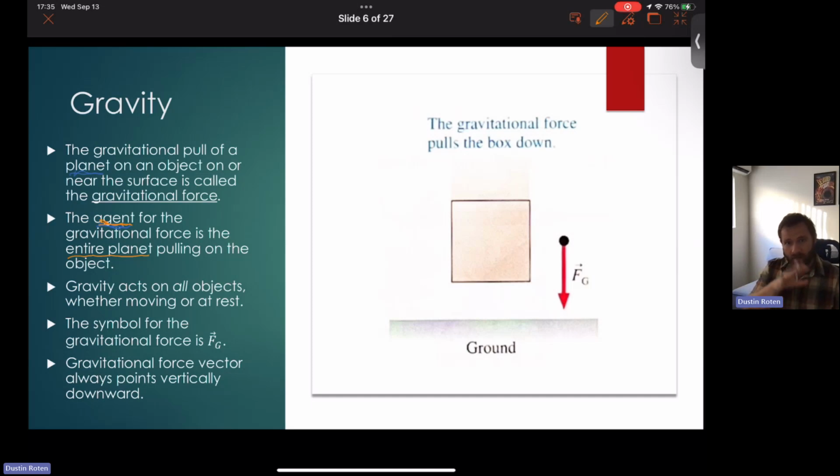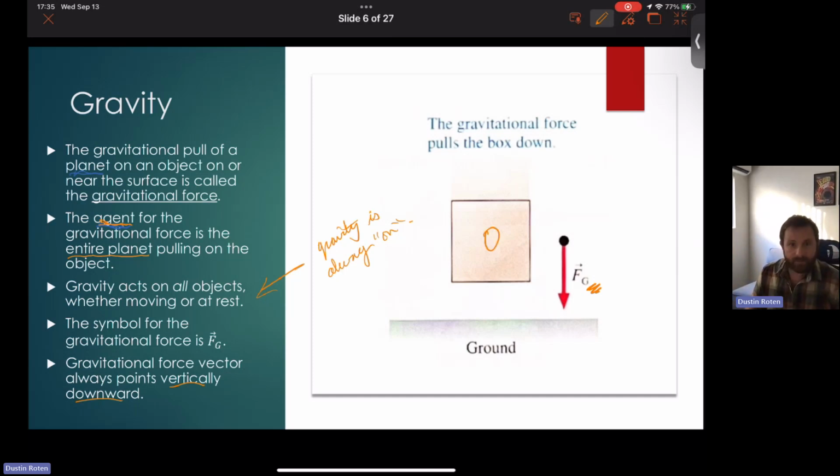So gravity does act on all objects, whether they're moving or at rest. So let's state the obvious here and just say gravity is always on. Okay, and that's true on any planet that has a lot of mass. So how we represent the force due to gravity is essentially just capital F with vector hat, and then a subscript G for gravity. And then, of course, gravity always points vertically downward. So even if we have like a really weird ramp situation going on, gravity always points straight down.